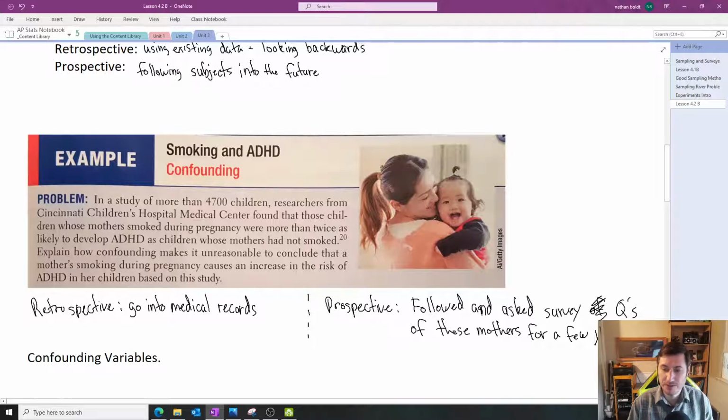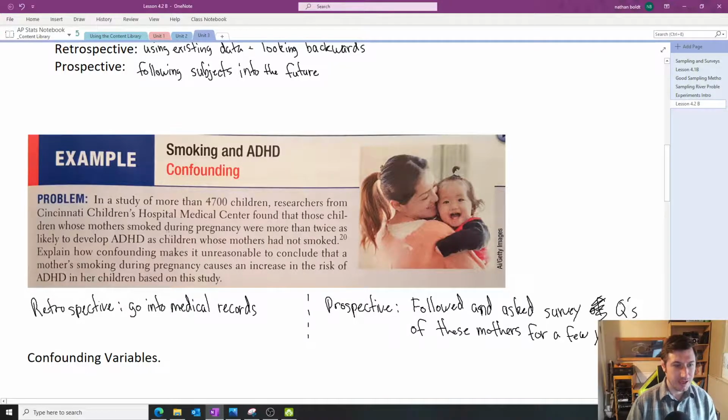Now, even though the study is done, it would still be a prospective study because they followed them over a couple of years and asked them questions and basically kept track of them. But I guess it could have been retrospective if they just went into medical records in the past. Hard to say. That wasn't really the purpose of this example, but I thought it was a good thing to call out. All right, what this problem was about was something called confounding variables.